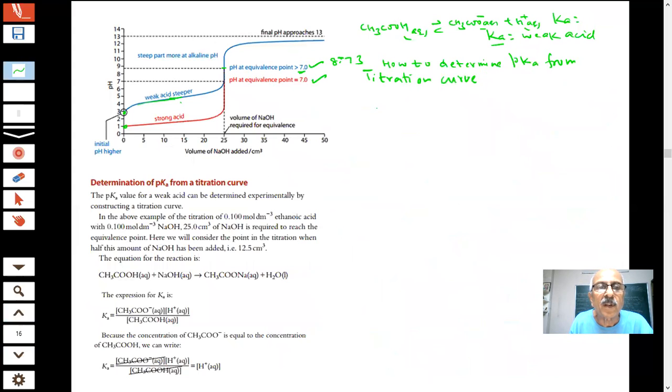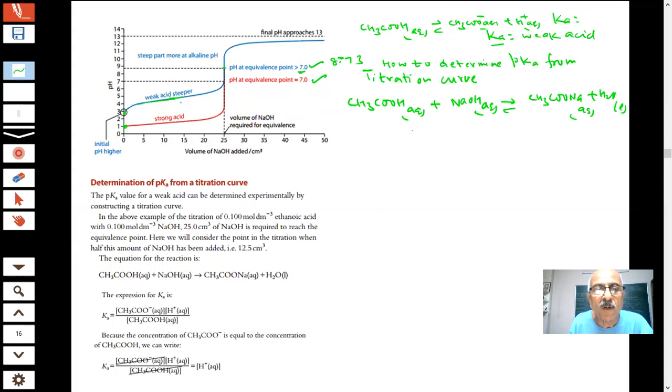See what is happening. What is our reaction? The reaction is CH3COOH aqueous plus NaOH aqueous. It is producing CH3COONa plus H2O liquid. Okay? Is the reaction correct? Yes, sir.